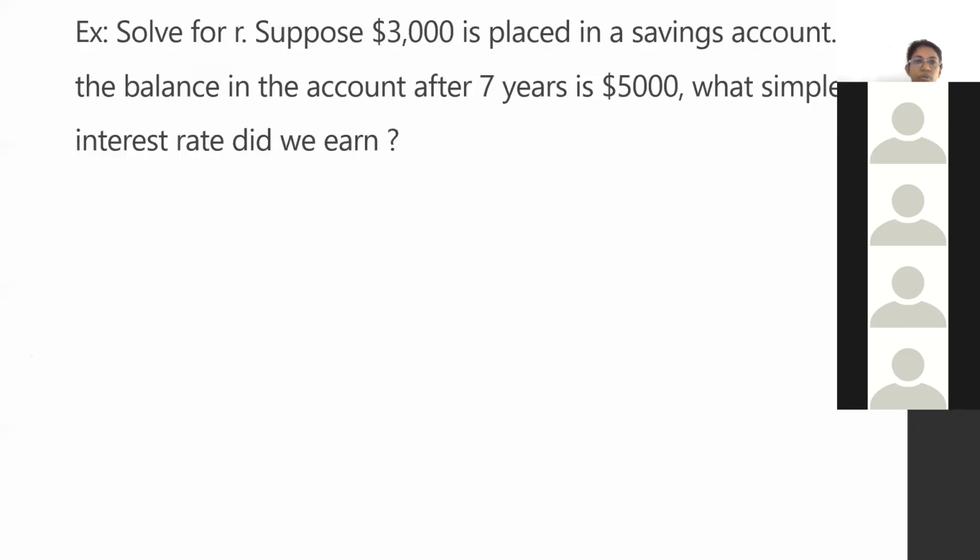When everything is given, how do we calculate the interest rate? In this one, it says that we are going to deposit 3,000 in a savings account. After 7 years, we are getting 5,000 as the interest plus the original amount. So we need to calculate the rate of interest.